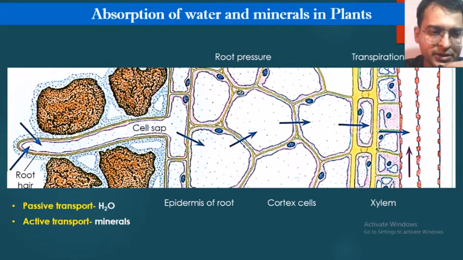Now let us consider how this water and minerals are absorbed in the plants. You know very well that the absorption of water and mineral takes place in the roots. In the roots, there are very fine cells which are known as root hair. Okay, root hairs. So these very fine cells, very thin cells.